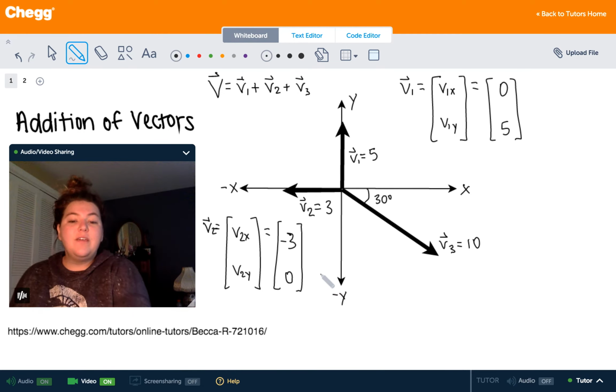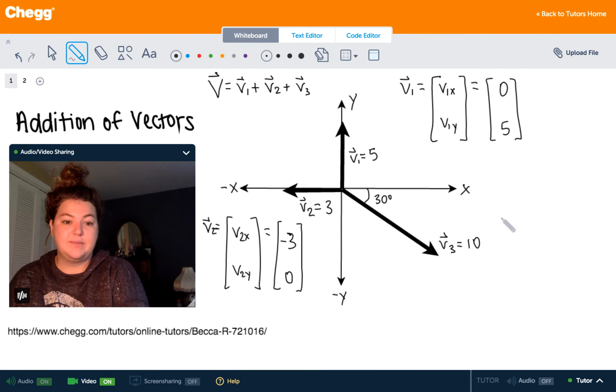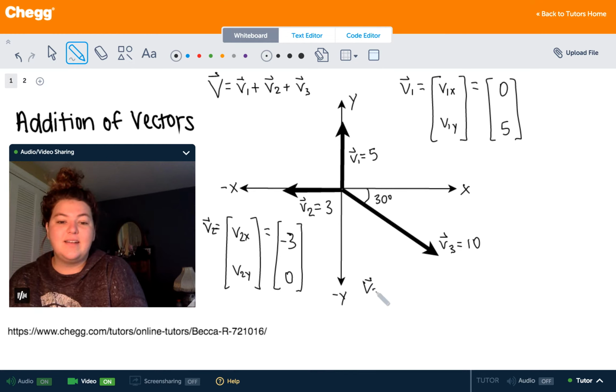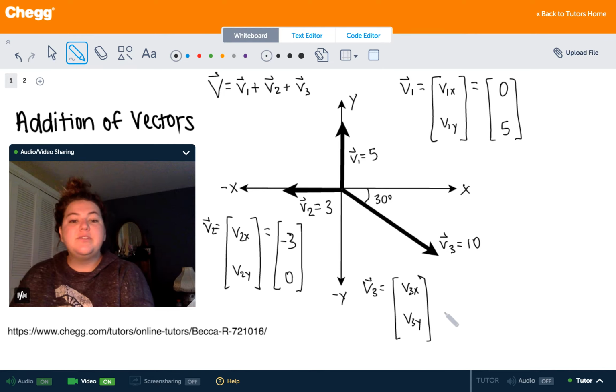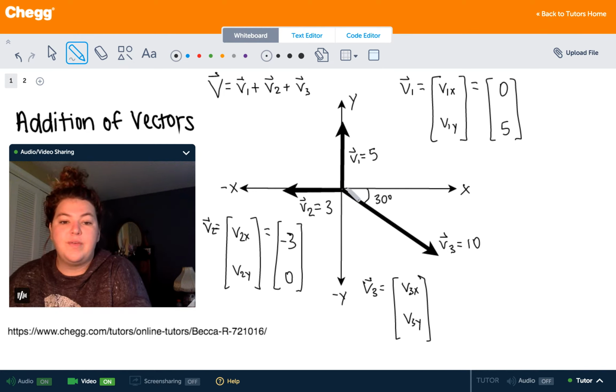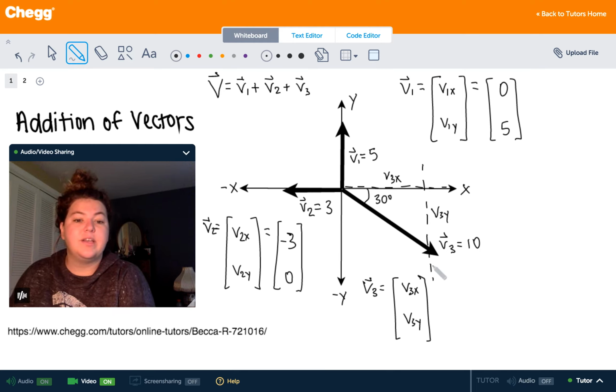Okay? Now v3 is where things start to get just a little bit more complicated. It does have two components, but they're not quite as simple as v1 and v2. So let's see if we can figure those out. The way we do that is we construct a triangle. We have a triangle leg here, and we have a triangle leg. This component right here would be our x component of the third vector. And this right here would be our y component, pointing along the negative y direction and the positive x direction because we are here in quadrant 4.